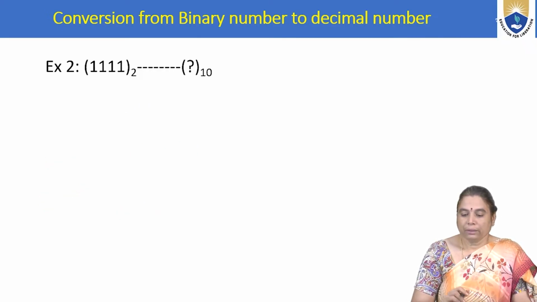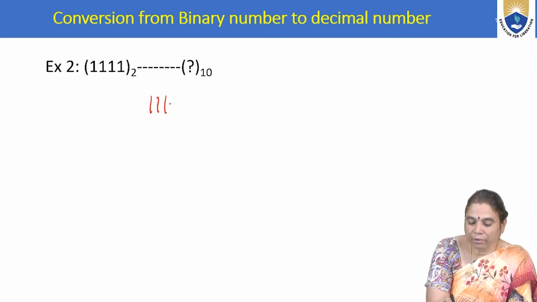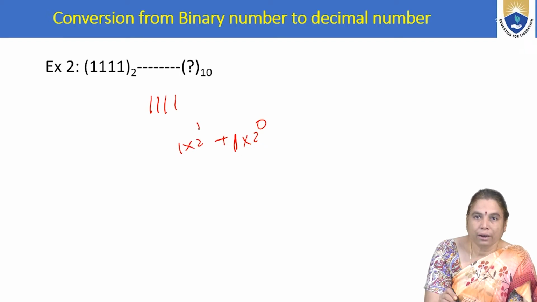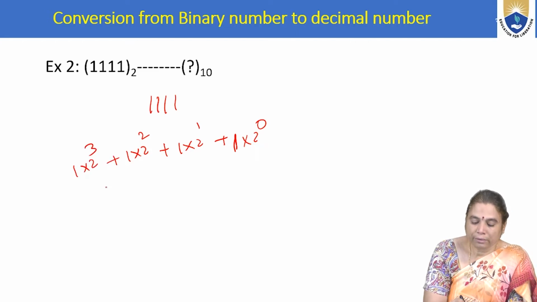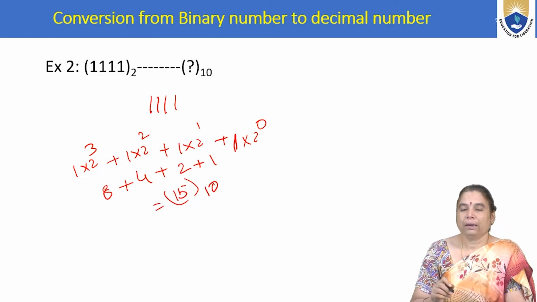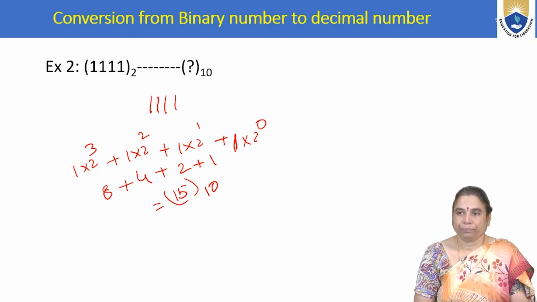So how to convert this binary number into the decimal form? So this is 1111. So here 1 into 2 power 0 plus 1 into 2 power 1 plus 1 into 2 power 2 plus 1 into 2 power 3. So it is 8 plus 4 plus 2 plus 1. So it is 15. So the decimal equivalent of 4 ones in binary is 15 in the decimal form.